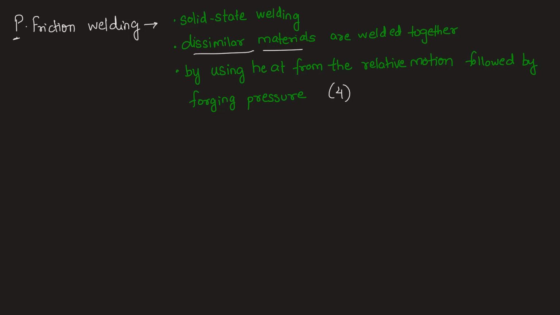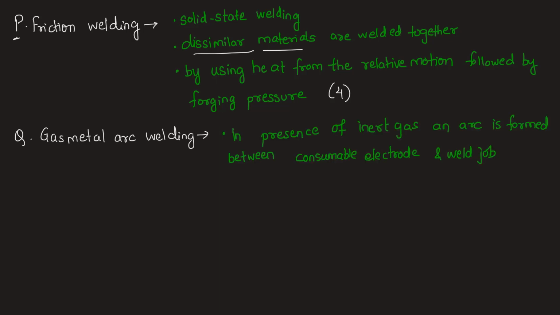Next one, that is given in Q, gas metal arc welding. As the name suggests, this welding is carried out in the presence of inert gas, and an arc is formed between the consumable electrode and the weld job. This arc then provides the heat for the welding. So we see that Q matches with number 3, where it is given that a consumable electrode wire is used.